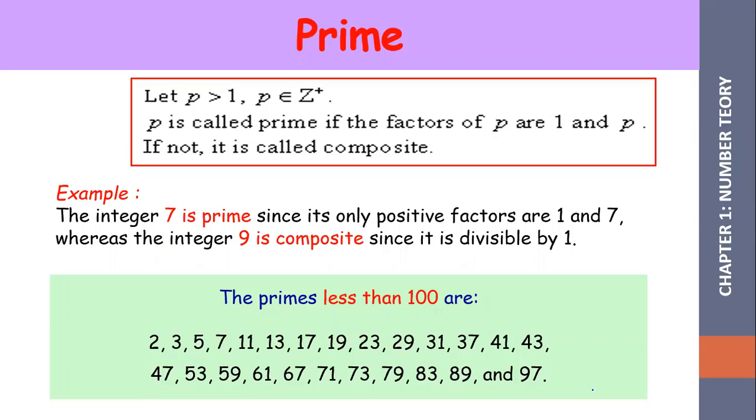These are the list of primes that are less than 100. So we have 2, 3, 5, 7, 11, 13, 17, 19, 23, 29, 31, 37, 41, 43, until 97. You have to memorize this, not all, but a few that we have to know and memorize.